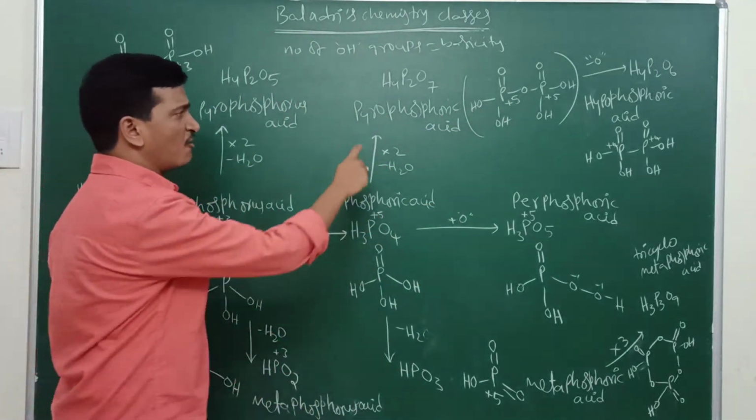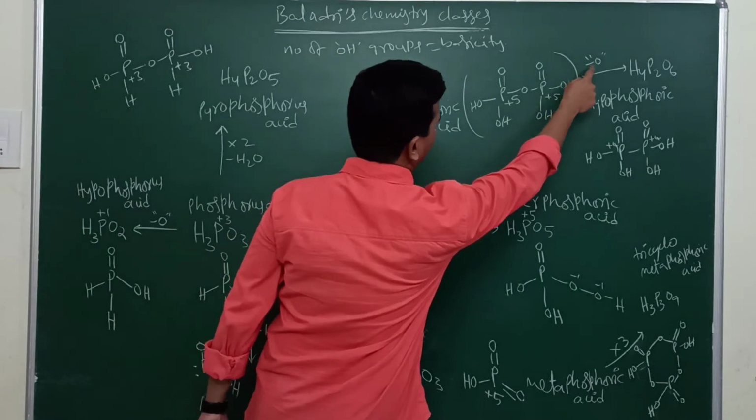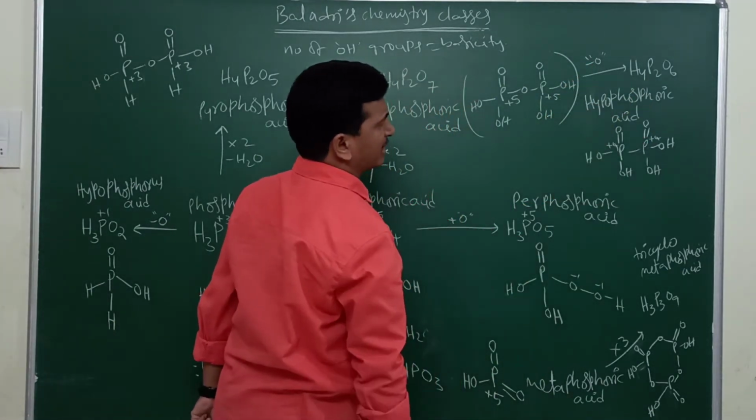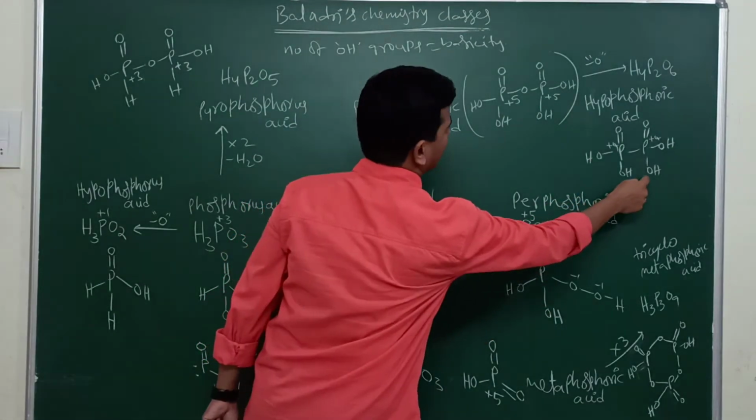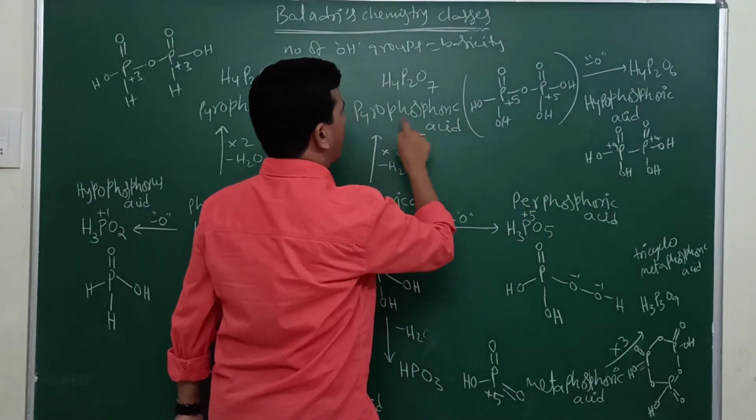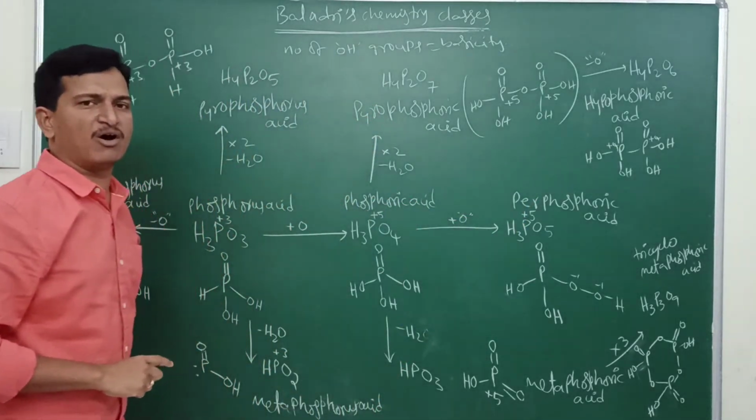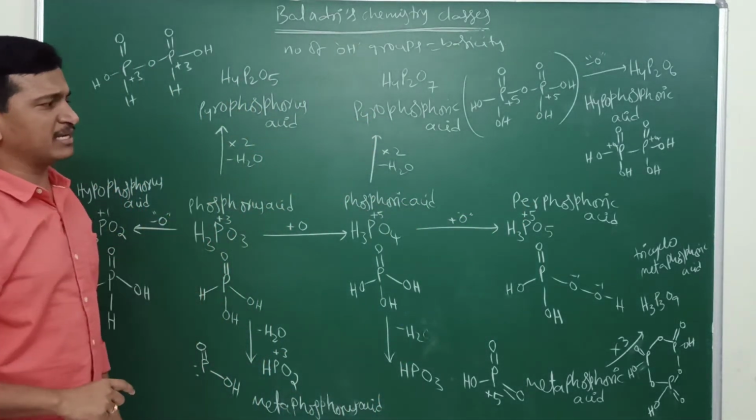Okay now. From pyrophosphoric acid, again you can remove oxygen. Then the obtained acid is called hypophosphoric acid. So hypophosphoric acid has 4 OH groups. Pyrophosphoric acid also has 4 OH groups. That's why their basicity is 4. So they are called tetrabasic acids.